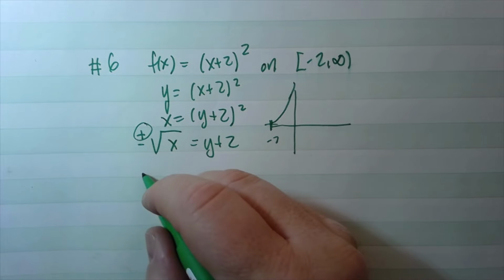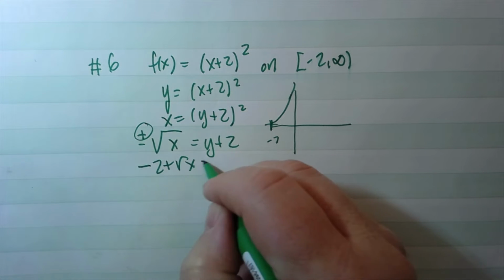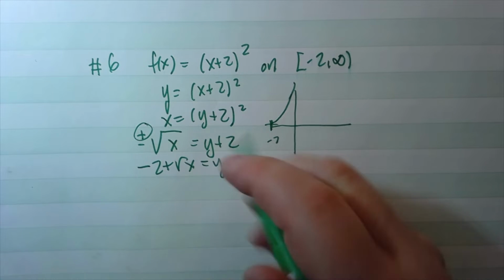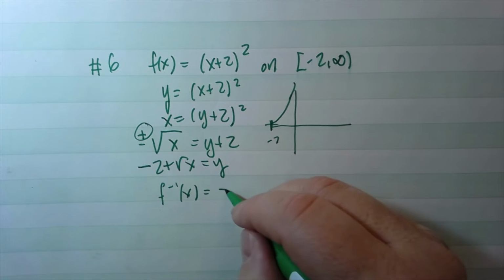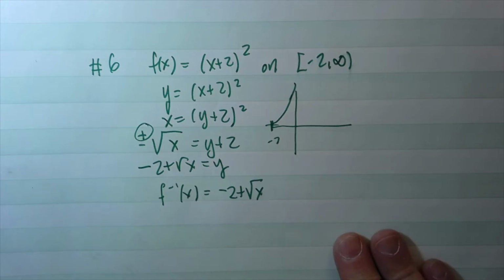Then I just subtract the 2 over, right? So I get -2 plus square root of x equals y. Rewrite the y in inverse notation, and we get -2 plus square root of x. And that gives us our inverse function.